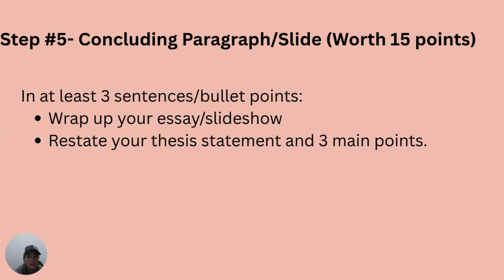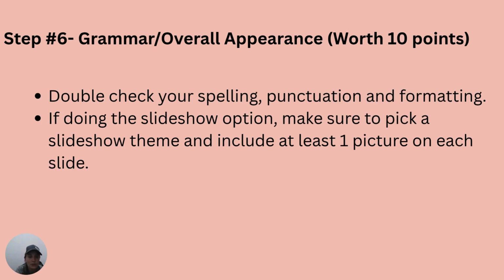Step number 5, concluding paragraph or slide, worth 15 points. So in at least 3 sentences or bullet points, wrap up your essay or slideshow. So, remind everybody what you talked about, restate your thesis statement, and your 3 main points. And then you get 10 points for grammar and overall appearance. So double check your spelling, punctuation, your formatting.